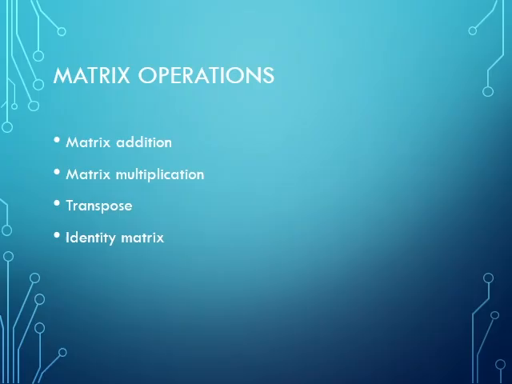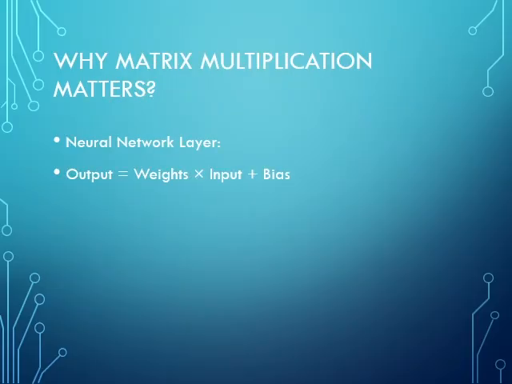Okay, here are matrix operations. Matrix operations are everywhere in neural networks. We do matrix addition, matrix multiplication, transpose, and use identity matrices. Matrix multiplication is especially important because it's the backbone of every neural network layer.